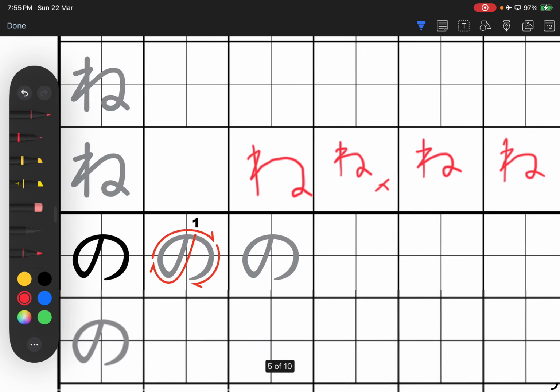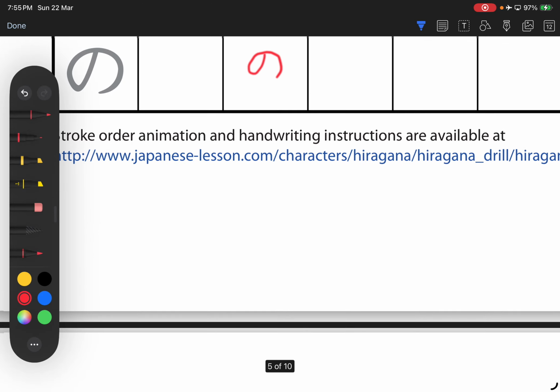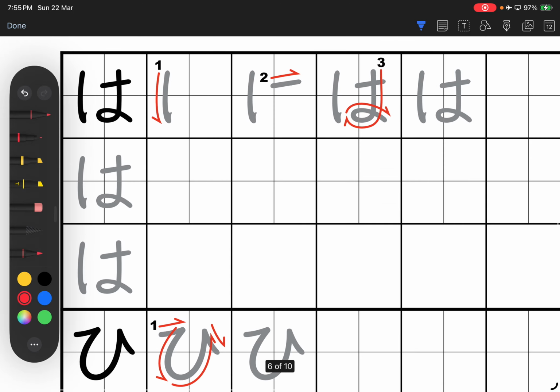Okay, moving down we have no. No. Okay, I believe this character you all see very often. 1, 2. Just one stroke, but you go in 2 loops. Yeah. Okay, moving down, we have ha. Ha. But ha, 90% of the time we read it as wa. There's a reason, so we will learn the reason later on. But this is ha. So vertical line, our long alpha tail, and then we have a horizontal line.